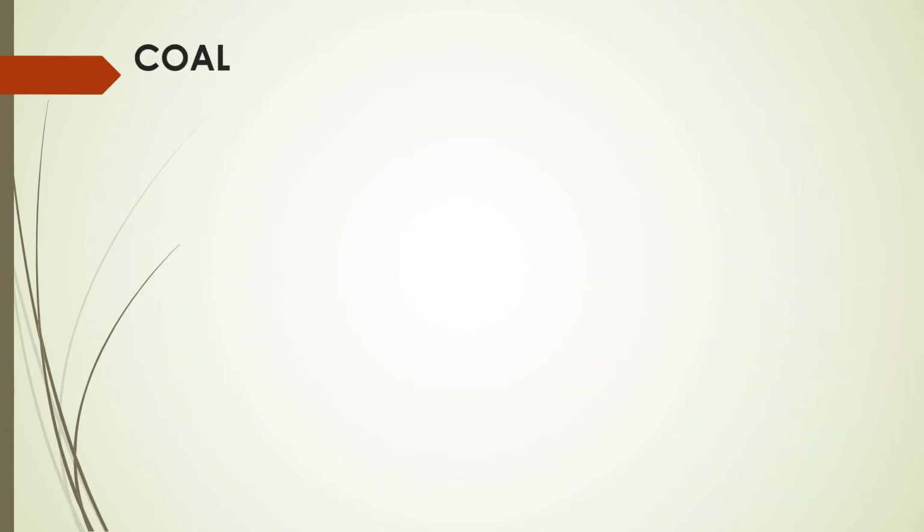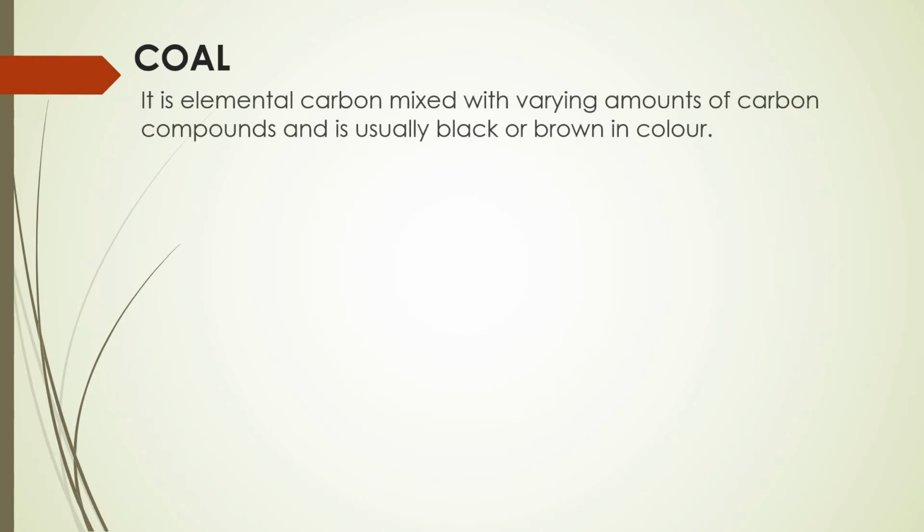Now let us see another amorphous form, that is coal. Coal is the elemental carbon mixed with varying amounts of carbon compounds and is usually black or brown in color. Elemental carbon means the element carbon. When carbon mixes with some other compounds, like carbon, hydrogen, nitrogen compounds, then that form of carbon is known as coal. It can be either black or brown in color.